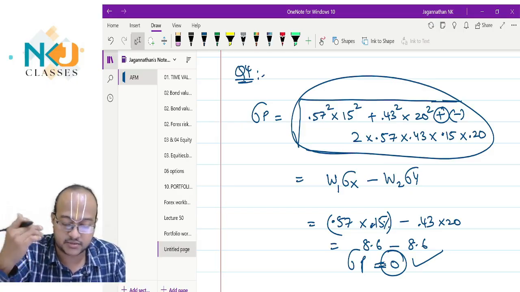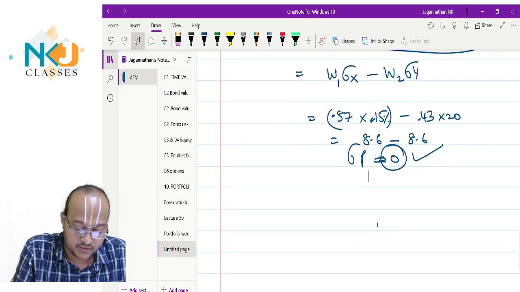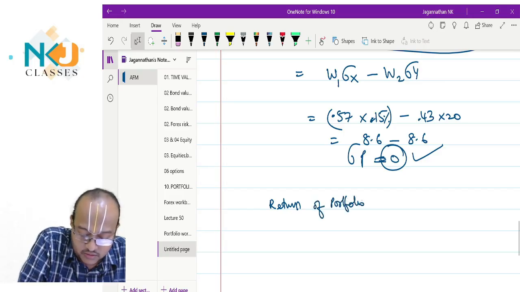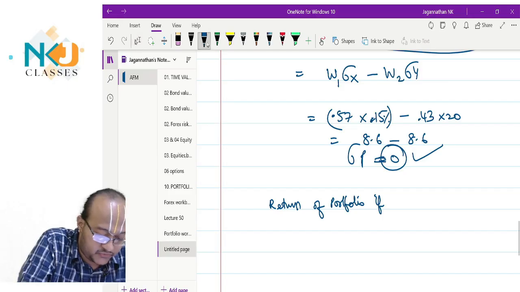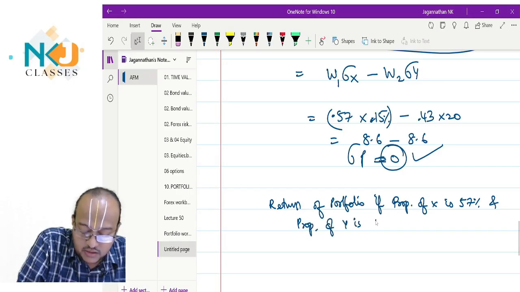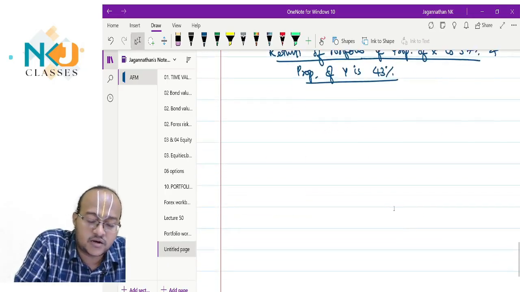Shall we proceed? Next, take the question. Now risk-free return we need to find. Now, return of the portfolio, same question. If the proportion of X is 57% and the proportion of Y is 43%, now what are we computing? Return of portfolio. What is the portfolio return? Weighted average return of the individual securities.